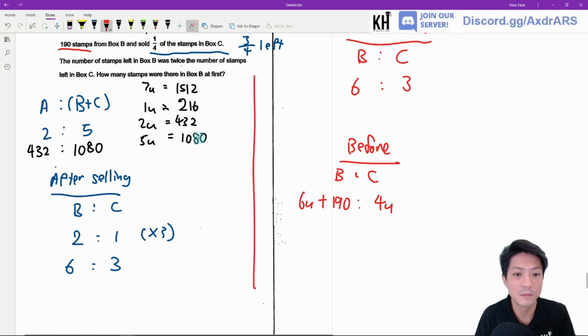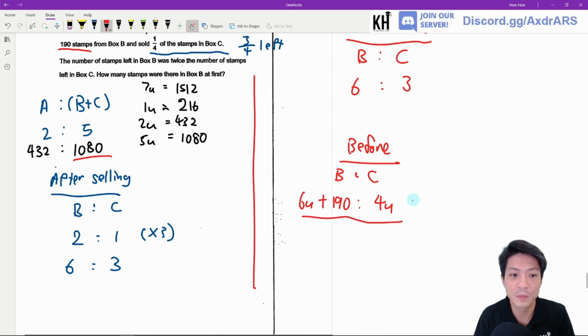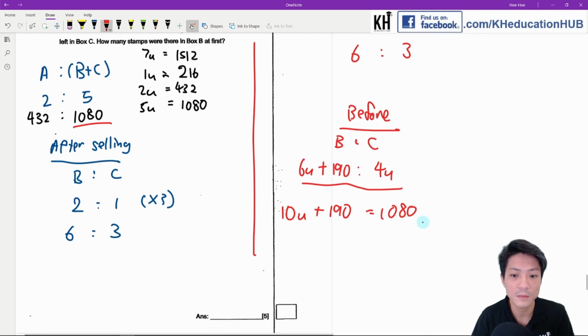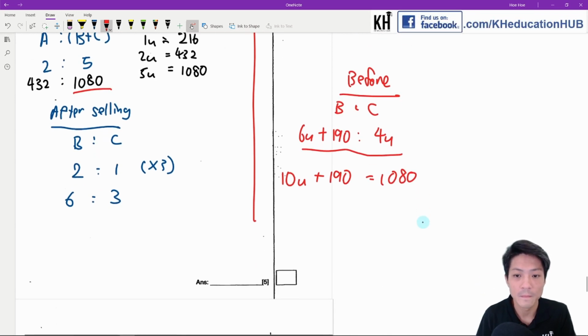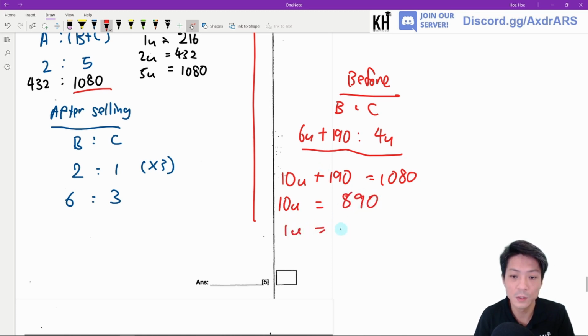If you notice over here, B plus C is 1080, which means that 6 units plus 190, I think I can straight away add up. So all these together will be 1080, which means that 10 units plus 190 is equal to 1080. To find 10 units, I use 1080 minus away 190, which will be 890. 1 unit will be equal to 89.